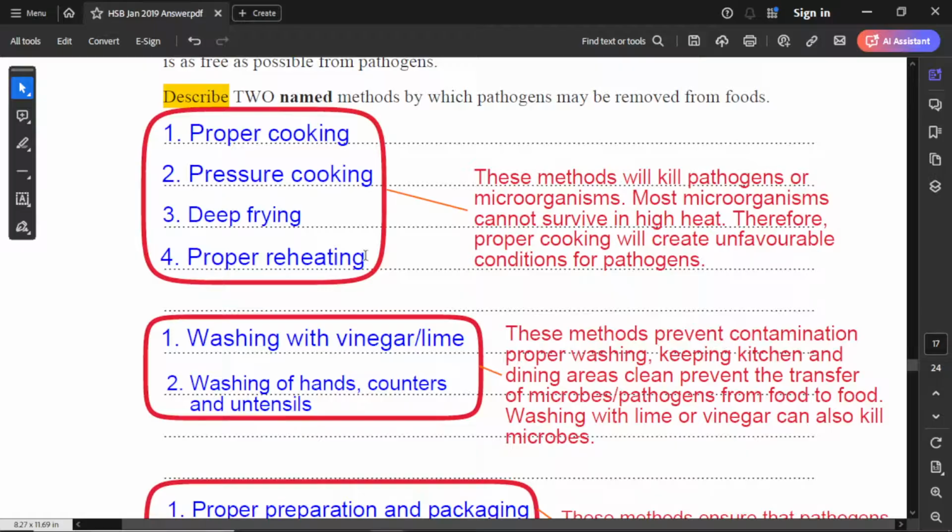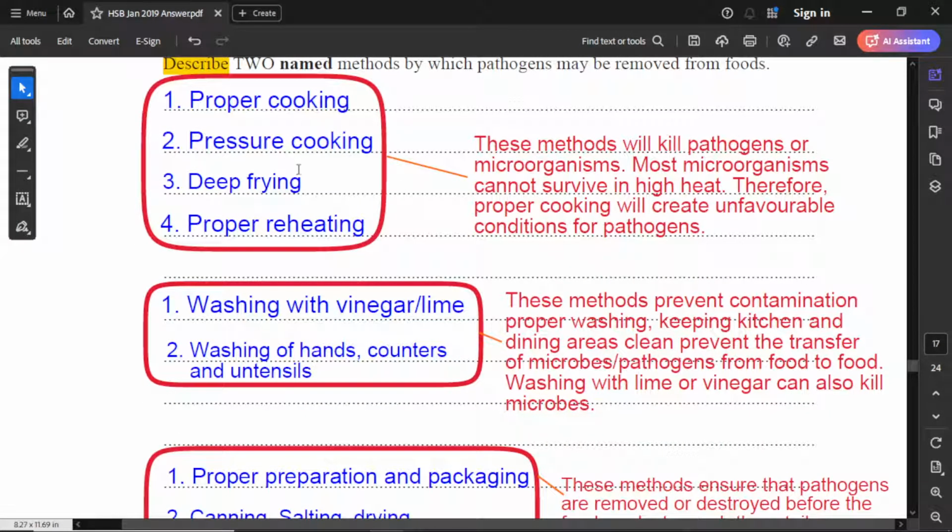And so I put them in different categories, 3 categories really. This is really the cooking method. So cooking is one, just a general thing. So proper cooking, pressure cooking, deep frying, proper reheating. So when you're reheating food, you need to properly reheat it. Not just kind of warm it, but make sure it's properly warmed. All right. And so cooking and all of these, what they do is really to kill the pathogens or microorganisms.